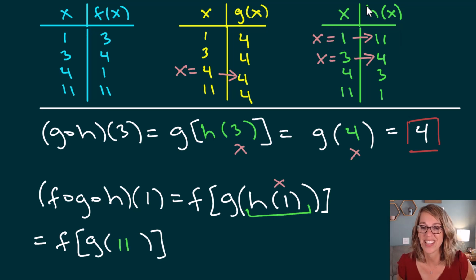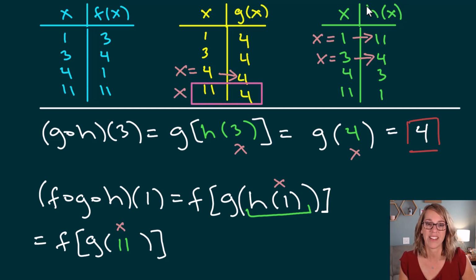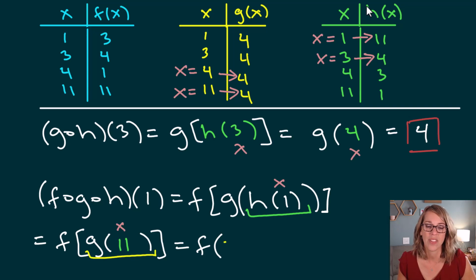So now I've got a new x. I need to find where x is equal to 11 on g's table, and that's going to be right here. X is equal to 11. It matches to a 4. So as I rewrite this, it's going to be f of, I can replace all of this g of 11 with the number 4. Okay, I'm almost done.